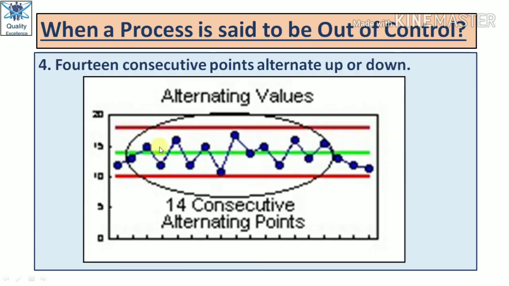14 consecutive points alternate up or down. If there are 14 consecutive points which are up and down, then this condition is also considered as an out of control condition. It means in total 14 points, one will be down, then up, then down. Likewise, if there are 7 patterns like this, meaning 14 consecutive points like this, then this process is considered as out of control.